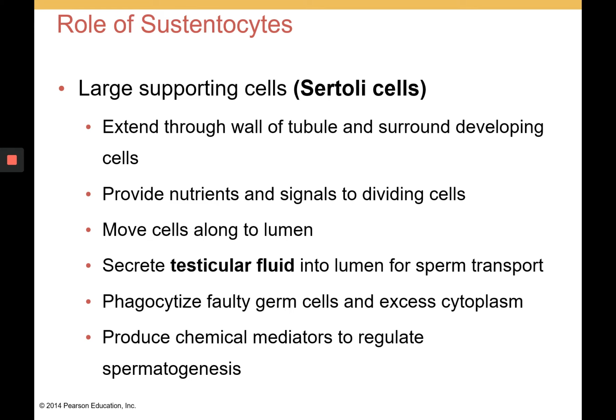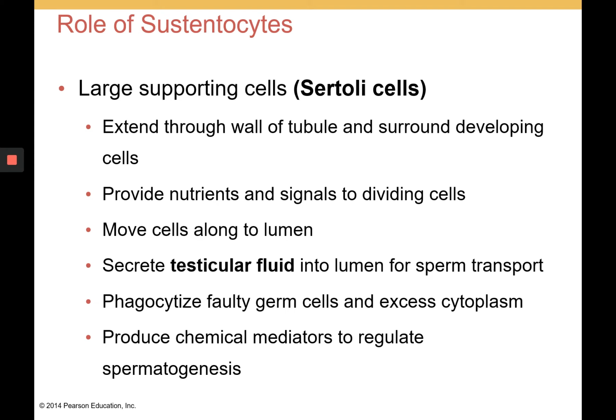Now, we've talked about the spermatogonia and how they can become spermatocytes and then spermatids, but there are cells that the spermatogonia and the other cell types we talked about are retained within. And those are the large supporting cells called either sustenocytes or Sertoli cells. And they extend throughout the wall of the tubule. They surround the developing spermatogonia, spermatocytes, and spermatids. They provide nutrients and signals to dividing cells, and they move the cells along to the lumen.